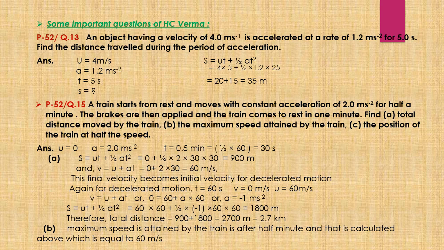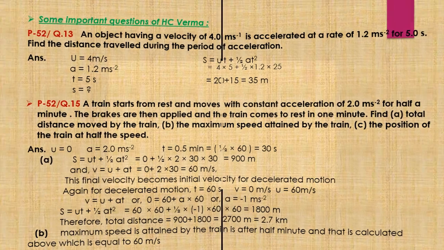Moving ahead, we will find part B, that is the maximum speed attained by the train, which is attained after half a minute, and it's already calculated above, which is equal to 60 meter per second.